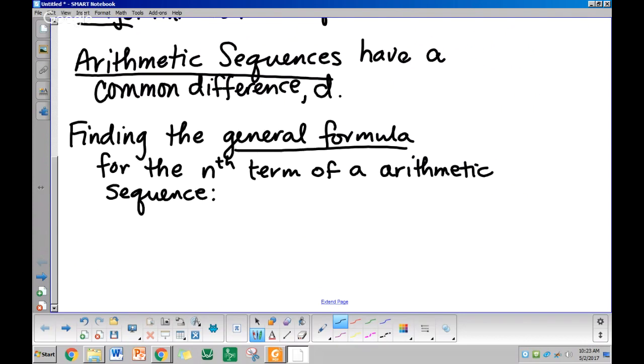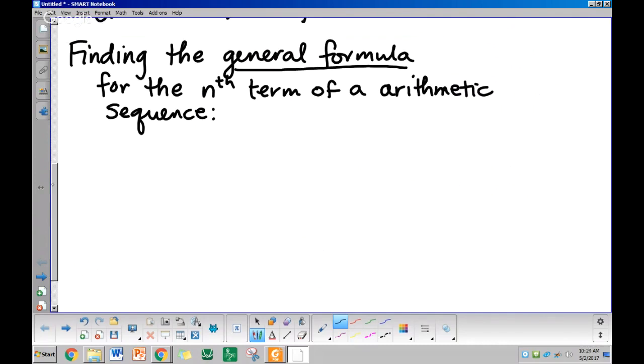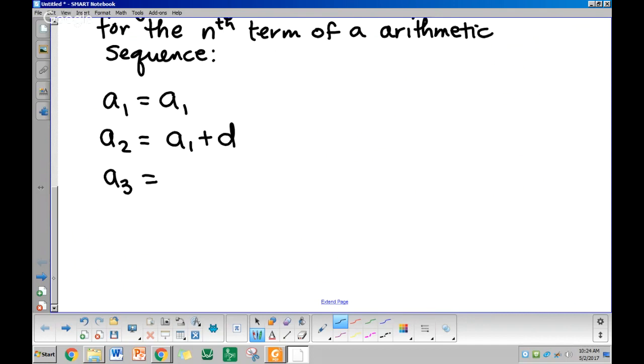Okay, so this is how we're going to derive it. So if on a test I ask you to derive it, you'd know how to do it, right? So first term here is a sub 1. Well, that's easy enough. Well, how do I get to the second term? What do you do to a sub 1? You add the common difference, which is d, so this would be a sub 1 plus d. That's easy enough. What if I wanted to get to a sub 3? I would take a sub 2 and add another d. So it would be a sub 1 plus d plus d.